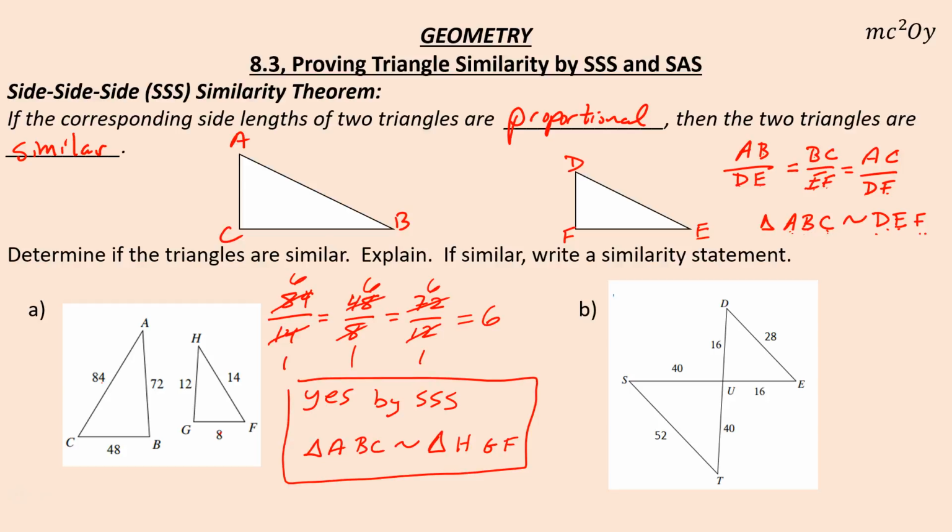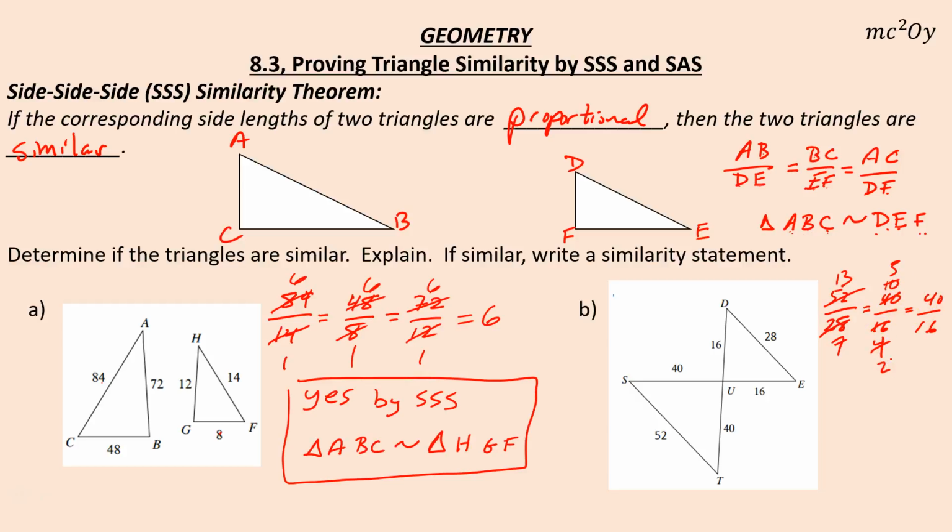Okay, so we do the same thing on these two triangles. So let's look at the longest side, so 52 to 28. And then 40 to 16. Okay, obviously 40 to 16 to 40 to 16, that part's proportional. If we reduce 52 to 28, that becomes 13 over 7 if we take a 4 out of those. Take a 4 out of these, we get 10 and 4, which also reduces to 5/2.